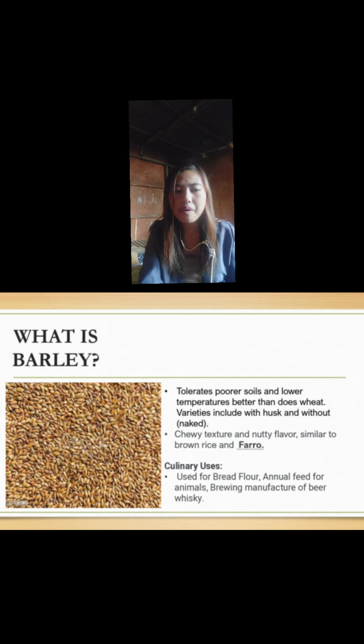So what is a farro? Farro does not refer to one type of grain, but this is an ancient wheat grain originated in Mesopotamia. The name farro means a wheat for us.